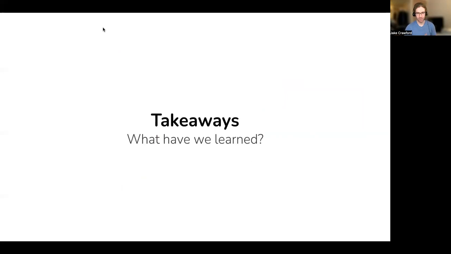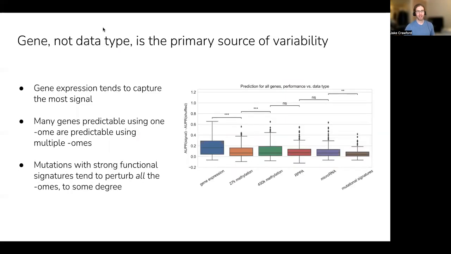So just to summarize what we've learned here, we see in general that gene, not data type, is the primary source of variability. Gene expression in general tends to capture the most signal. It's probably the best default for any given gene. But many genes that are predictable using one of the omes are also predictable using multiple omes. Or in other words, mutations with strong functional signatures tend to perturb all of the omes to some degree.